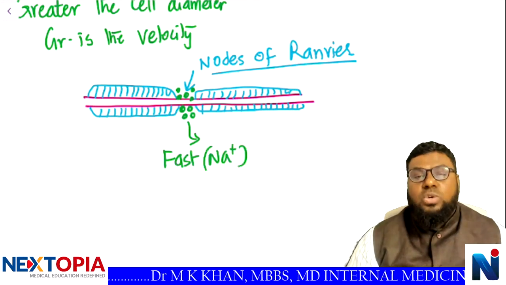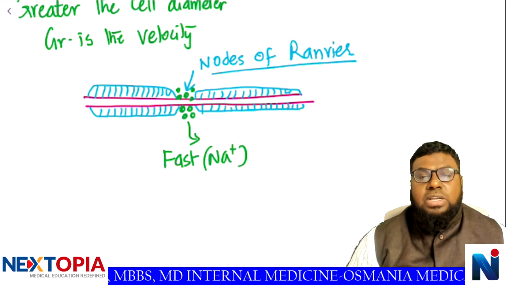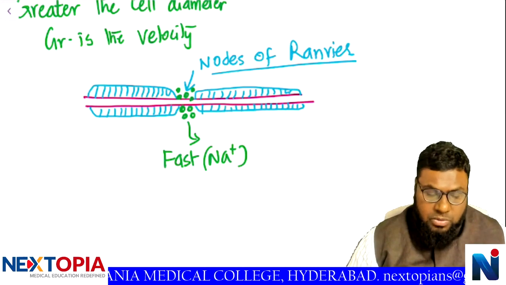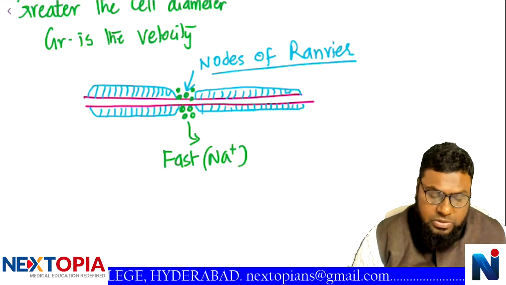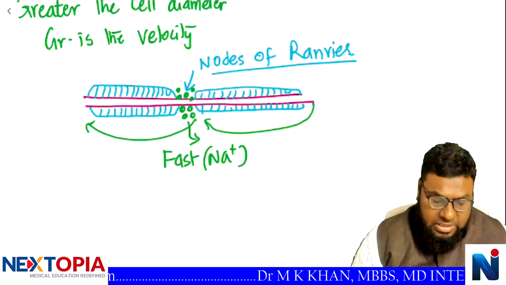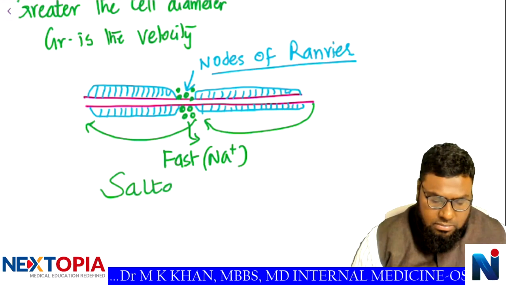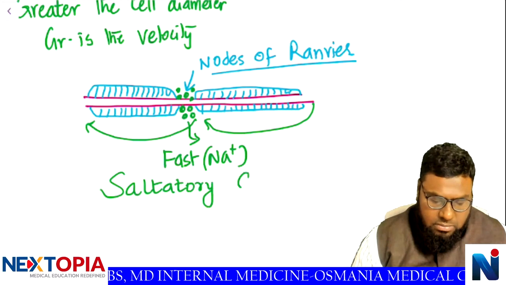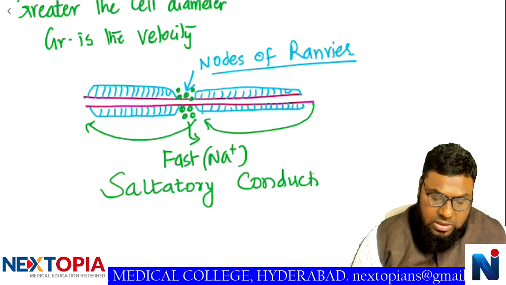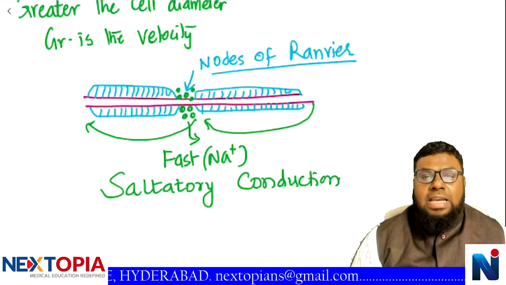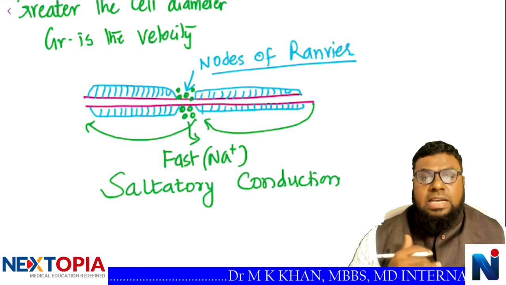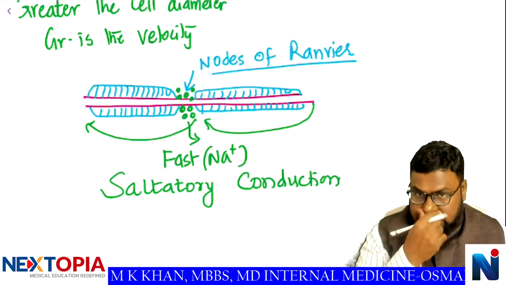So what will happen if fast sodium channels are there? What will happen to the action potential? The action potential actually hops from this point to this point, from this point to this point, like this. Saltatory conduction we call it. It is thanks to the concentration of fast sodium channels. So actually myelination with the gaps appears to increase the speed of conduction.